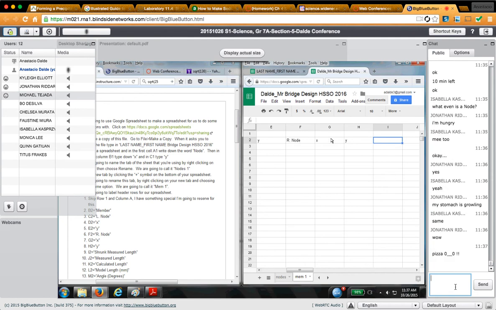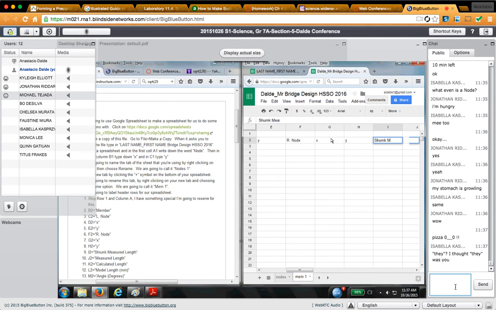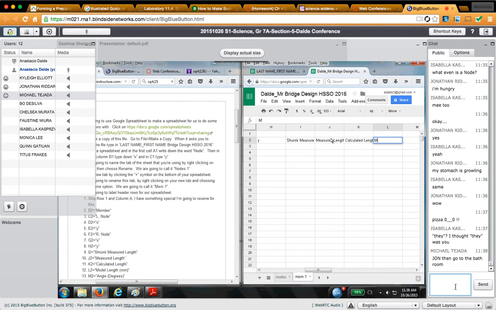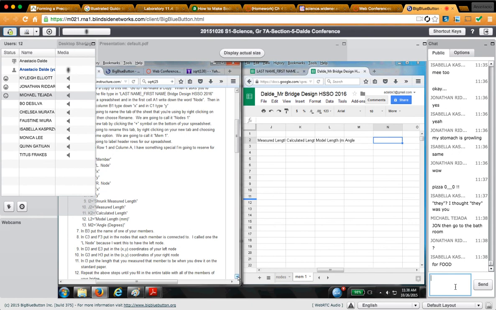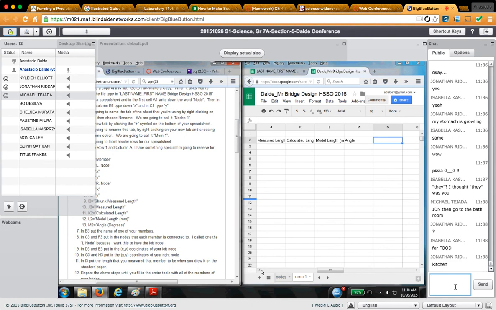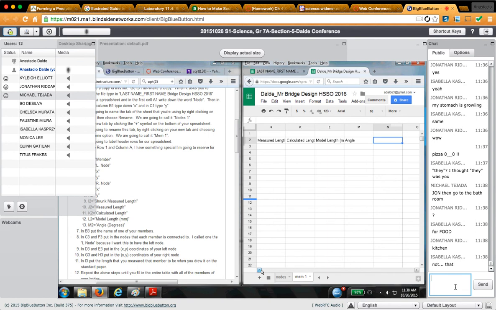And I'm going to call this measured length. I'll call this one calculated length. This will be model length, millimeters, and so on and so forth. Got it? Let's just finish it. Angle, and what else do they want me to do? That is it. All right. There's a lot of little things that I have. Got it? Now, going through the directions.